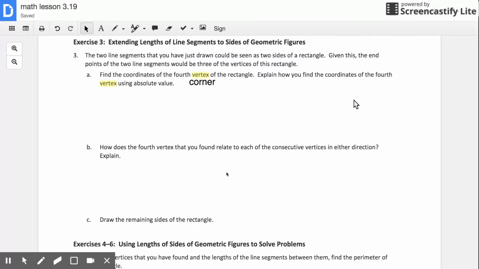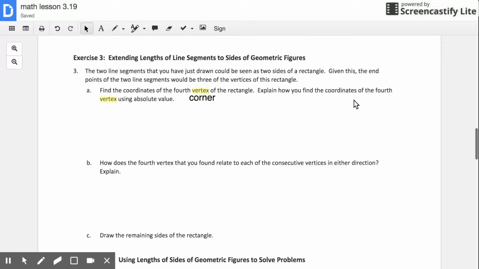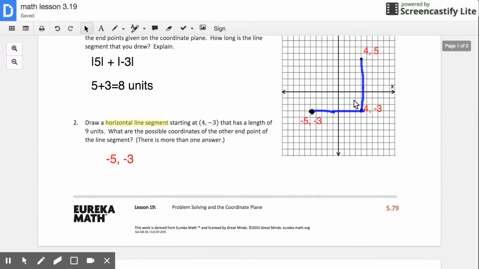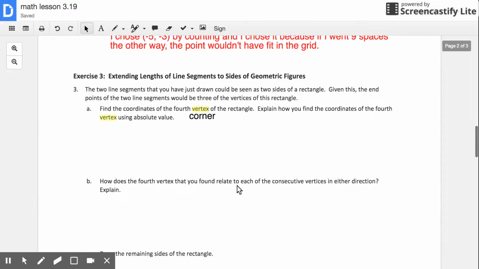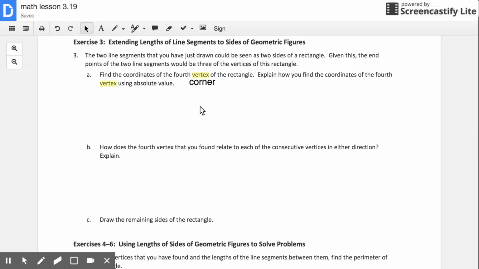Okay, so this next part is kind of cool. What I need you to think about is this could be parts of a square, and the fancy term for corner is vertex, and if you have more than one, they are vertices. So these could be 1, 2, 3 corners of a rectangle, or 3 vertices of a rectangle, and that's just what it's saying down here. So next you need to find the coordinates of the 4th vertex of the rectangle.